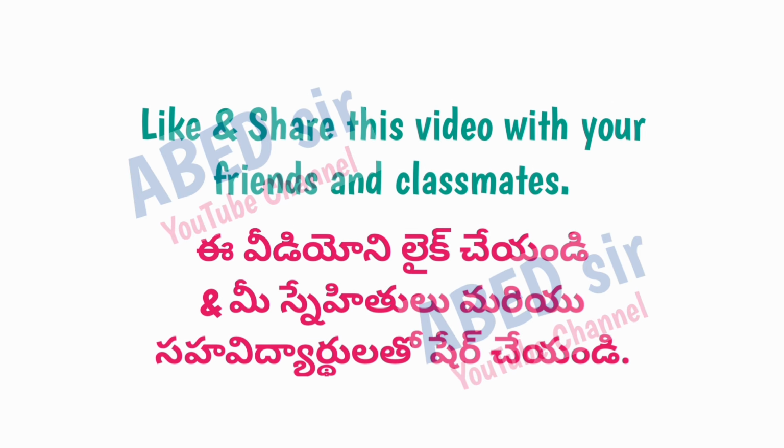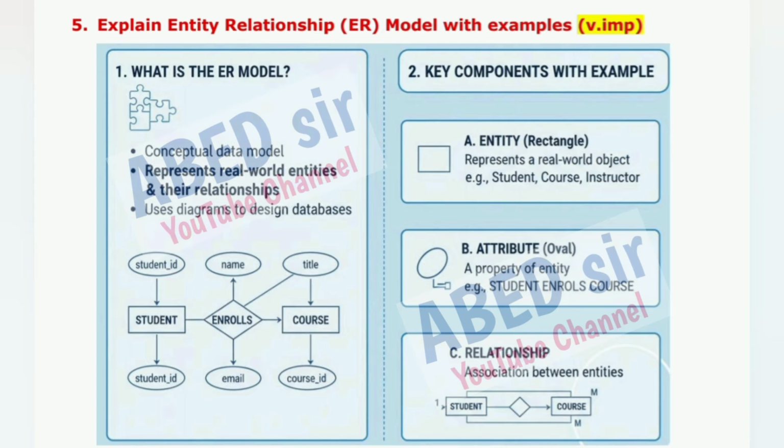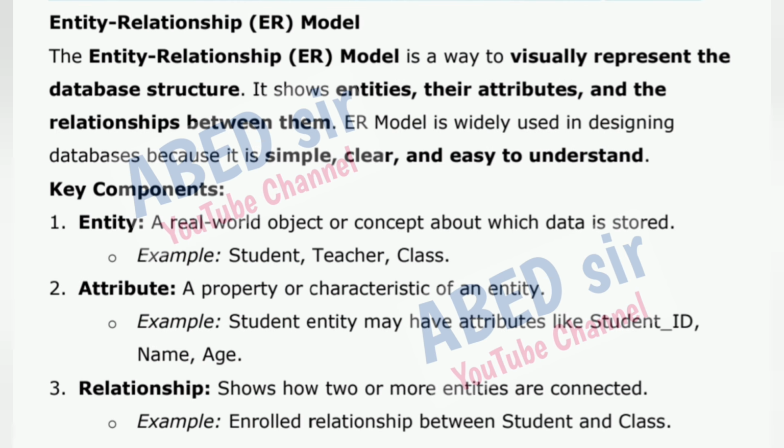Next important long question is 5. Explain Entity Relationship, ER, model with examples. Entity Relationship, ER, model. The Entity Relationship, ER, model is a way to visually represent the database structure. It shows entities, their attributes, and the relationships between them. ER model is widely used in designing databases because it is simple, clear, and easy to understand.